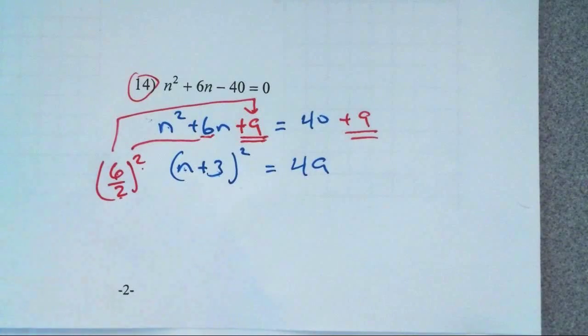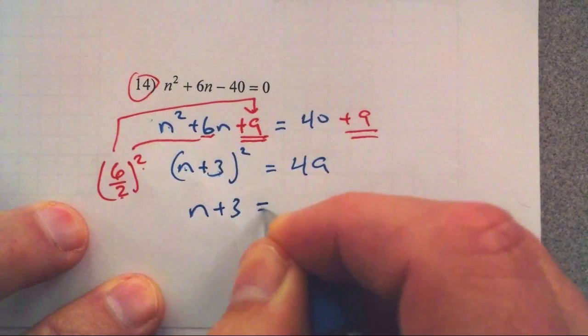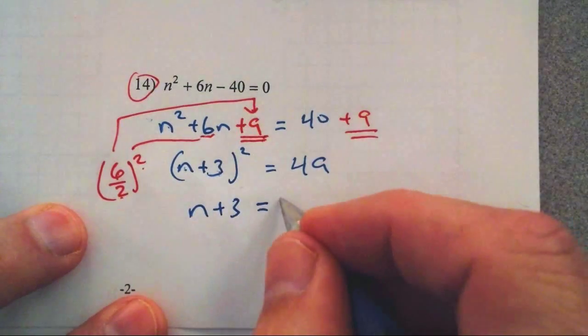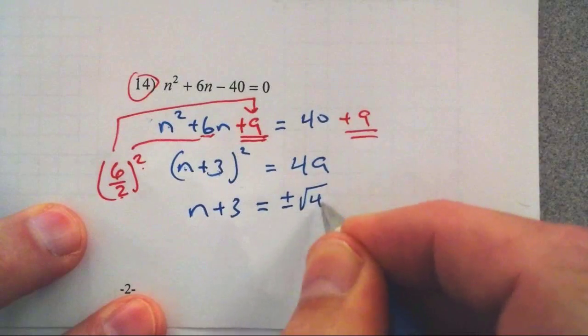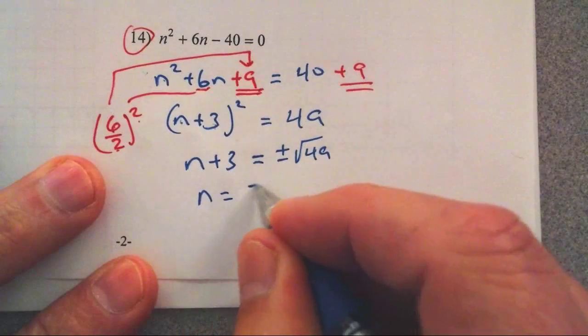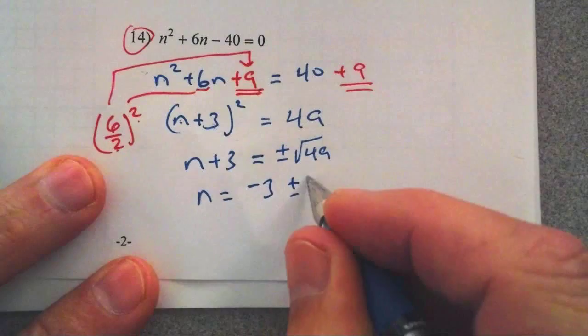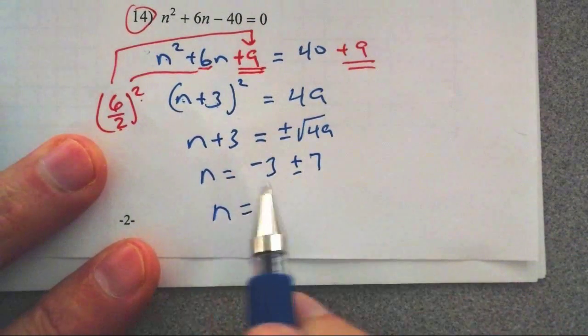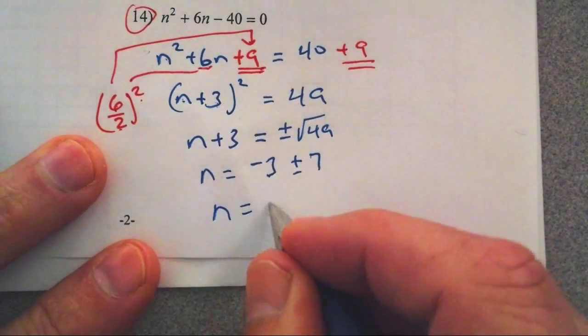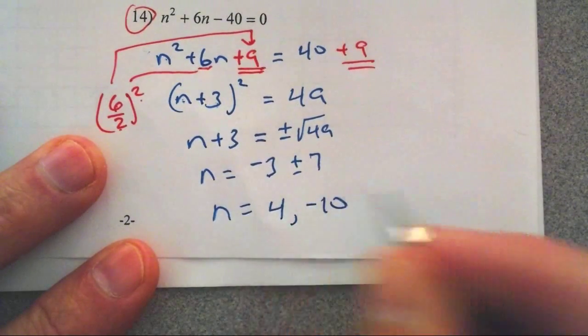Here's a mistake I've seen a bazillion times before. Show me something I haven't seen. If you're going to make a mistake, make one I haven't seen. I'm tired of this one. Oh, n plus 3 is the square root of 49. It's not the square root of 49. That's half right. It's plus or minus the square root of 49. So n is negative 3 plus or minus the square root of 49, but that's a nice one. The square root of 49 is just 7. So n is either negative 3 plus 7, 4, or negative 3 minus 7, negative 10.